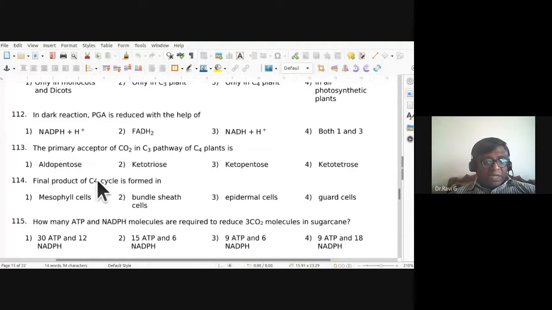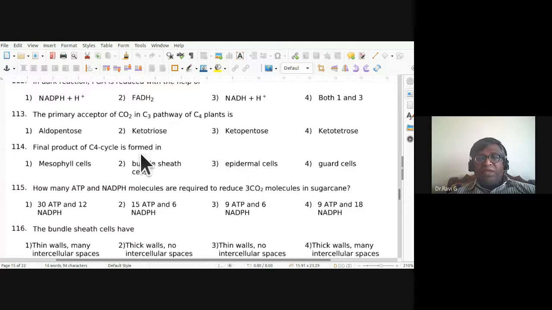113th, the primary acceptor of carbon dioxide in C3 pathway of C4 plants. So it would again be the RuBP itself. Is it aldopentose, ketotriose, ketotetrose, or ketopentose? The answer for the 113th is C, ketopentose. That is, RuBP accepts it. Ribulose bisphosphate is a ketopentose.